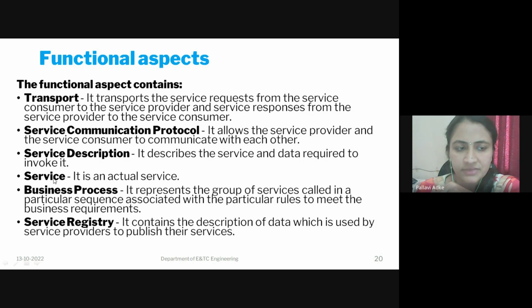Then there is the service, which means the actual service. Okay, I want to buy one cloth or one dress, and that will be given by the service provider. It will come to the service consumer. That is the actual service.